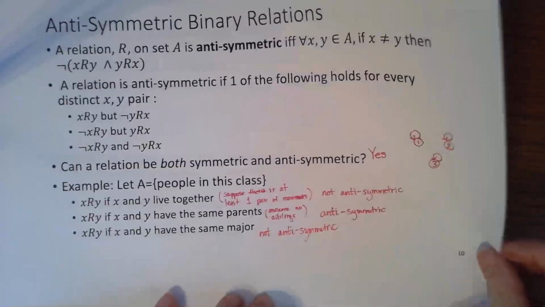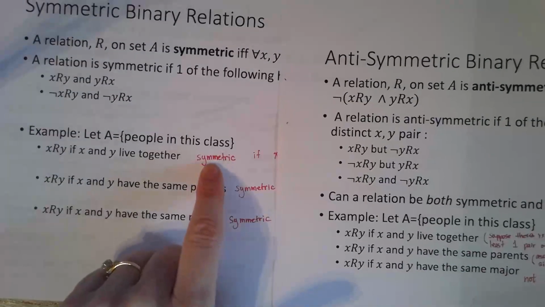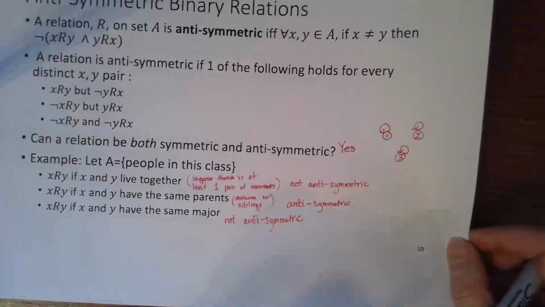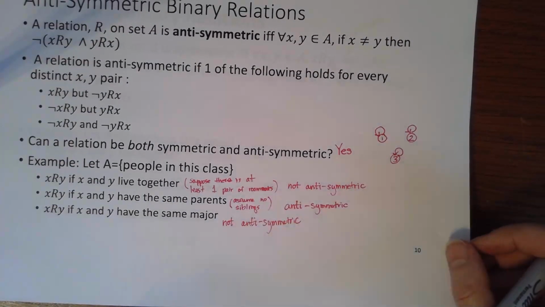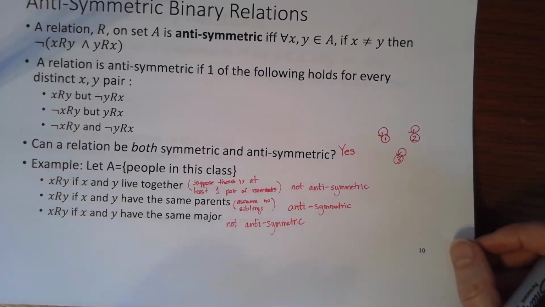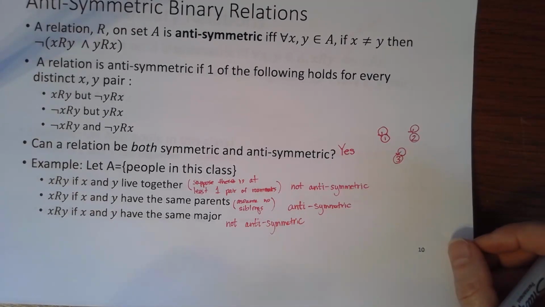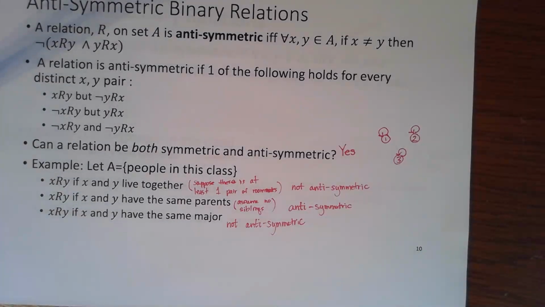So here, symmetric, not anti-symmetric. The first one, symmetric, not anti-symmetric, but that doesn't always happen. We can have this where they're both anti-symmetric and symmetric at the same time. Not true for reflexive, but true for symmetric.